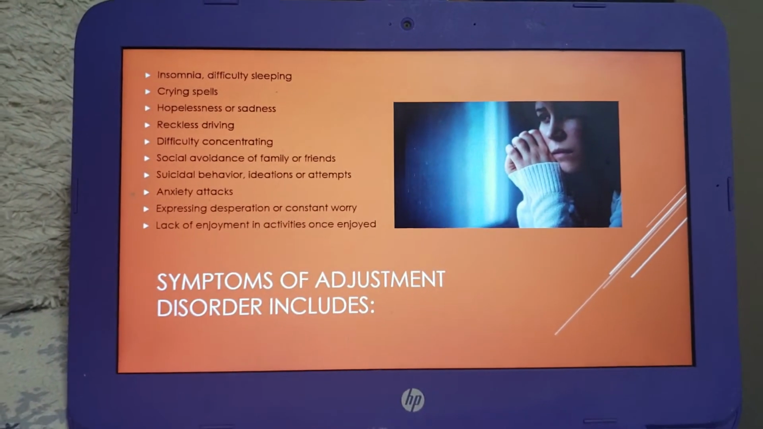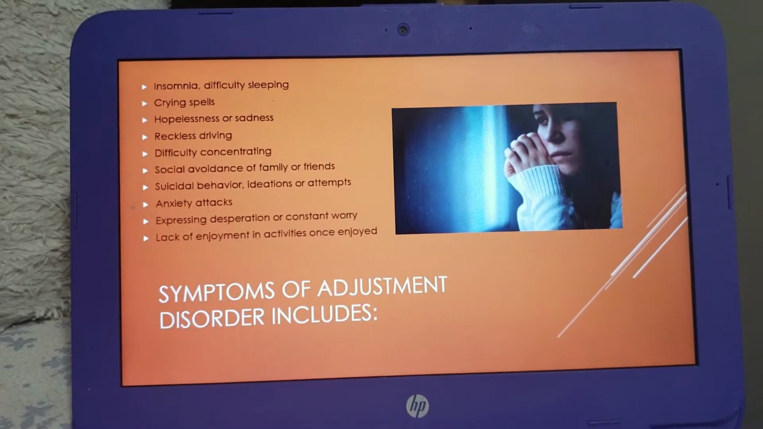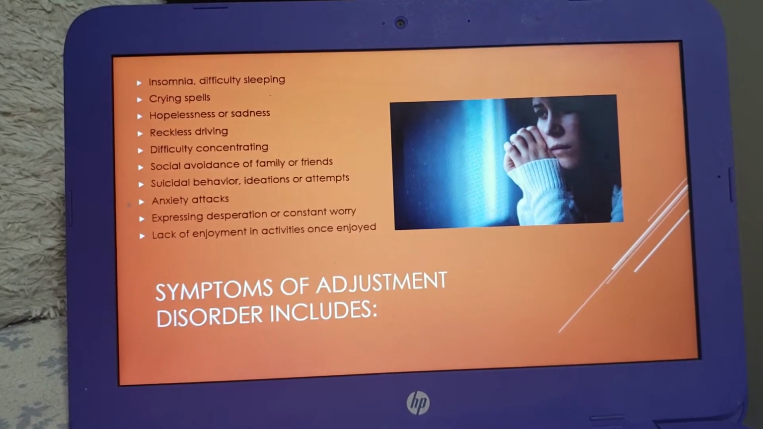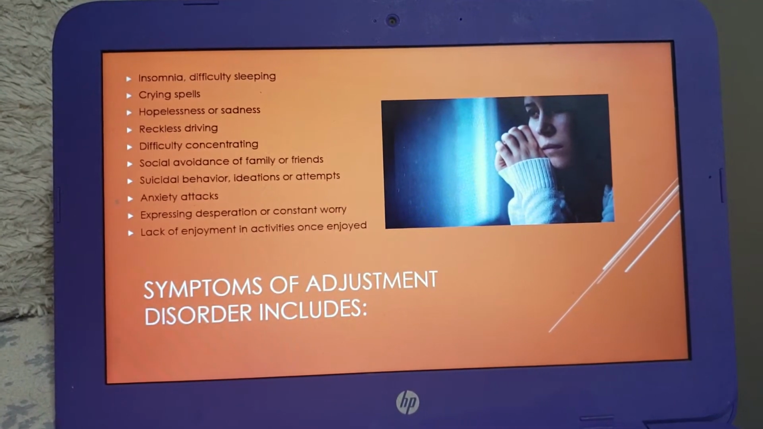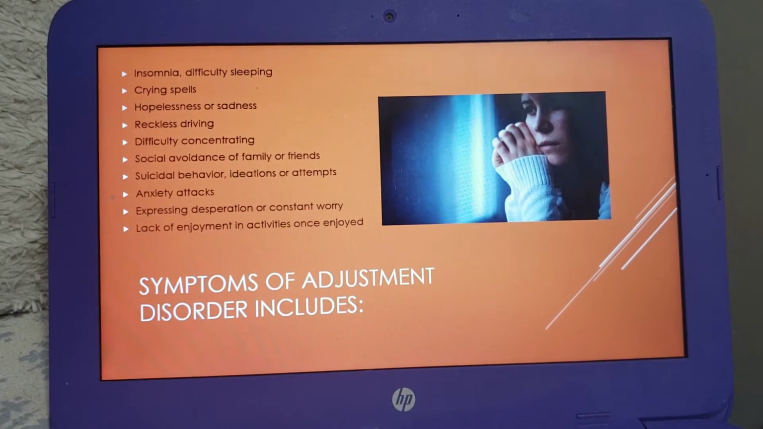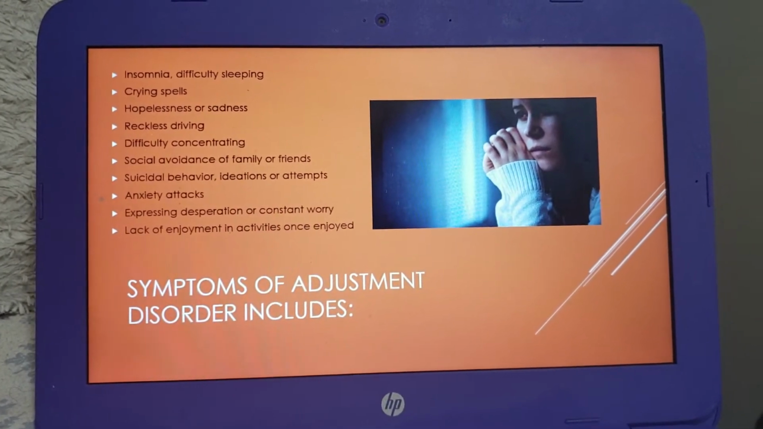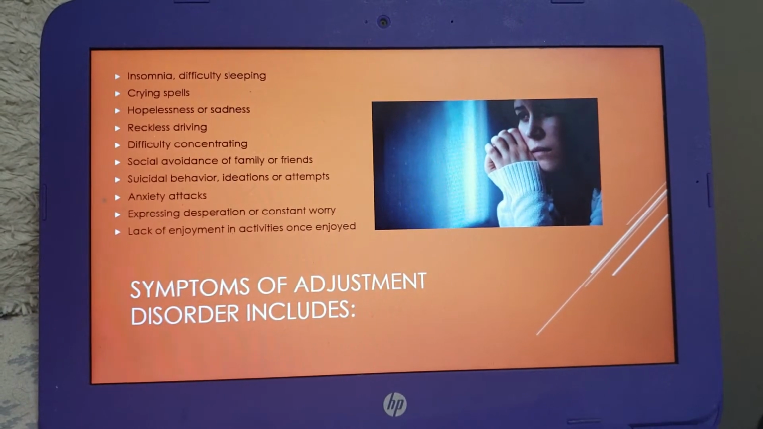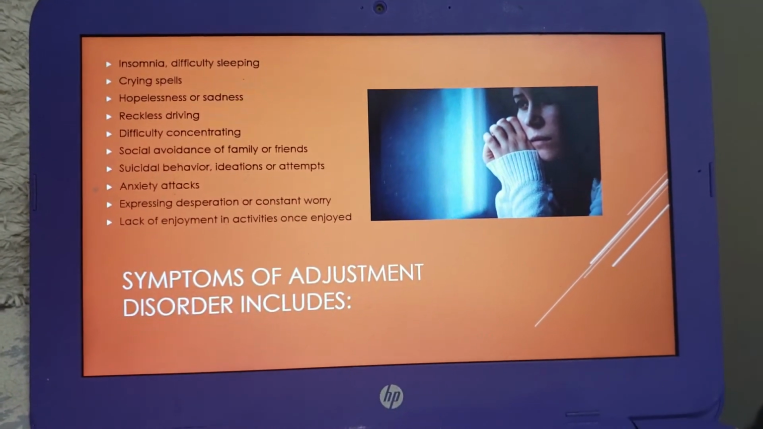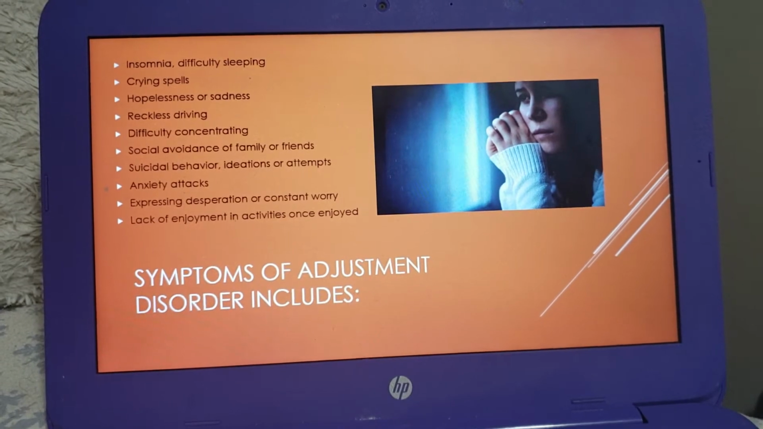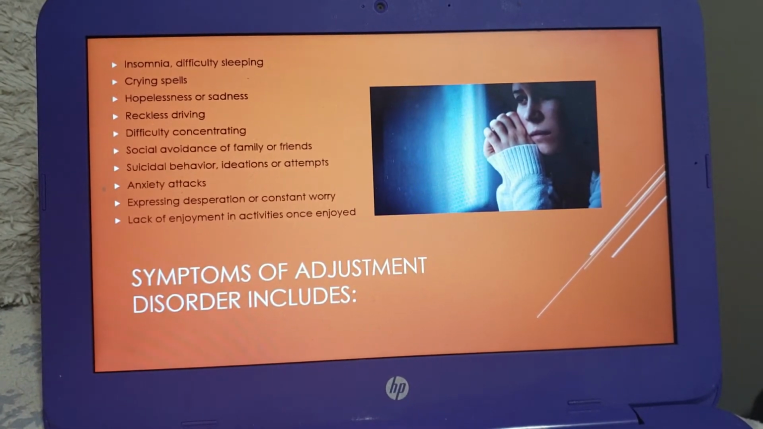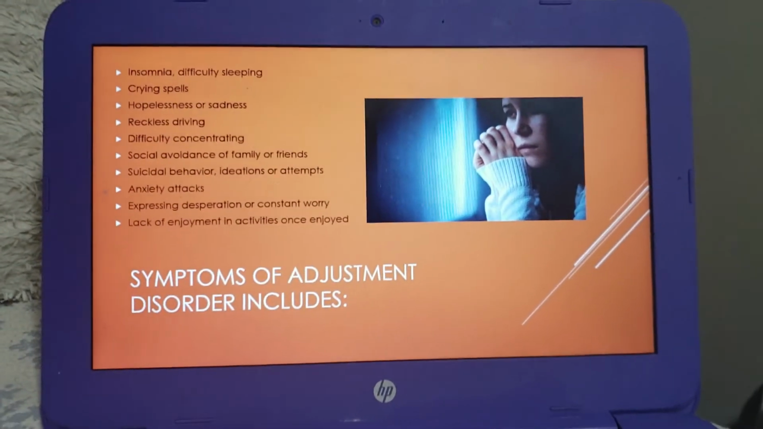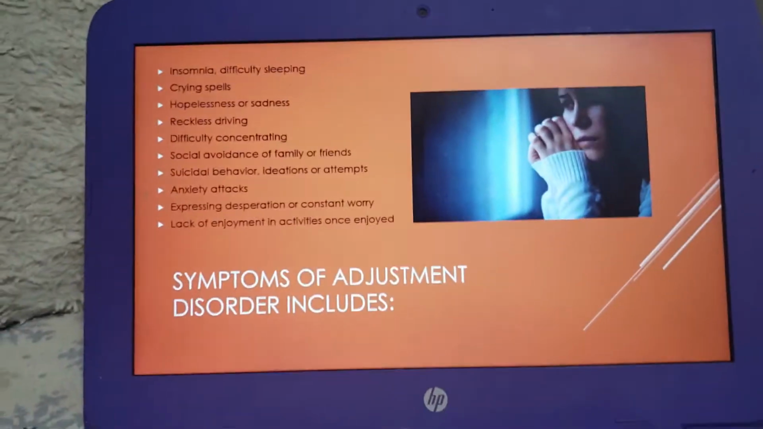Symptoms. So these are some of the symptoms of adjustment disorders. It would include insomnia, which is difficulty sleeping, crying spells, hopelessness or sadness, reckless driving, difficulty concentrating in school and work or any other social setting, social avoidance of family or friends, suicidal behavior potentially, ideations or attempts, anxiety attacks possibly, expressing desperation or constant worry, and lack of enjoyment in activities once enjoyed.